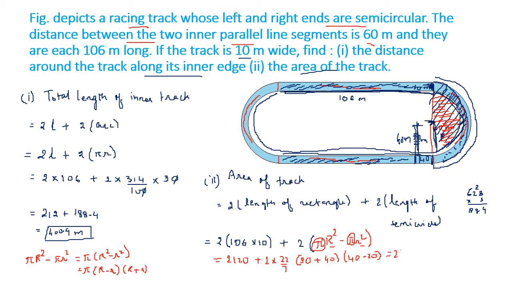So we have 2120 plus 2 into 22 by 7 into 70 into 10. So 7 ones are 7, 7 tens are 70. So we get 2120 plus 22 is 44. 44 into 100 is 4400. So the total area should be how much? 6520 meter square. That is the area of the track.